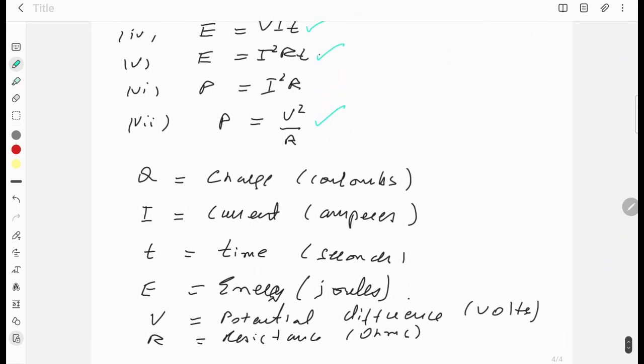I have explained all these things. Q stands for charge, which is measured in coulombs. I is current, which is measured in amperes. T is time in seconds. E is energy measured in joules. V is potential difference, which is measured in volts. R is resistance, and unit of resistance is ohms. The symbol for ohm is this omega sign, which is a Greek letter.